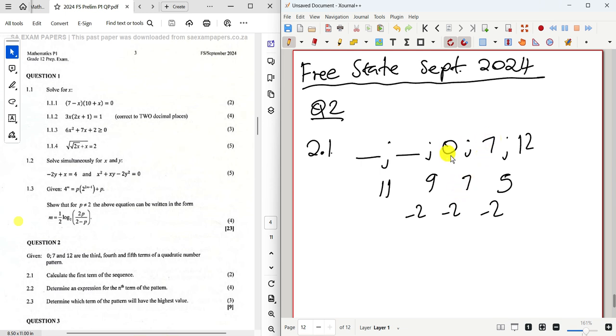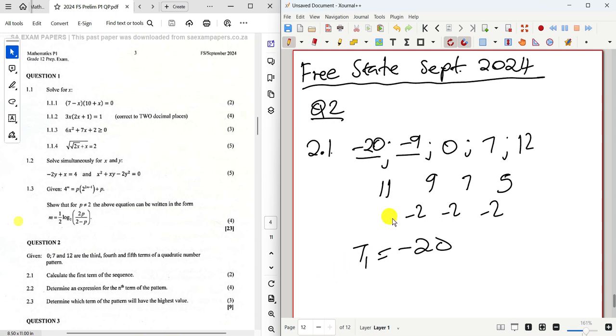Right? Now 12 minus 5 is 7. 7 minus 7 is 0. 0 minus 9 is negative 9. Negative 9 minus 11 is negative 20. Therefore, T1 is negative 20. Happy? So this is it for 2 marks.